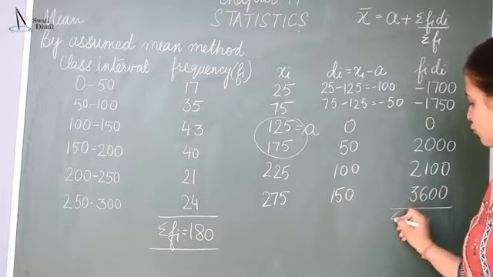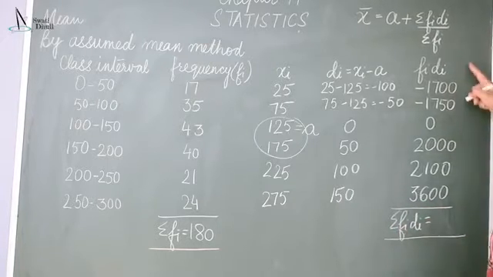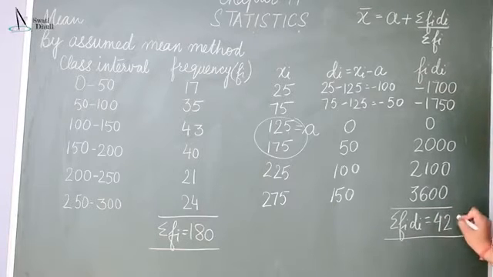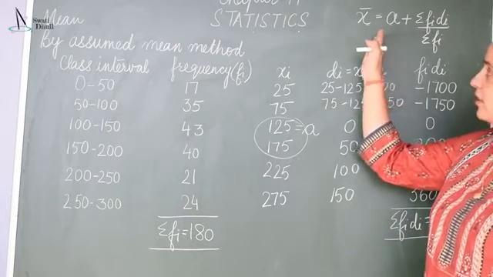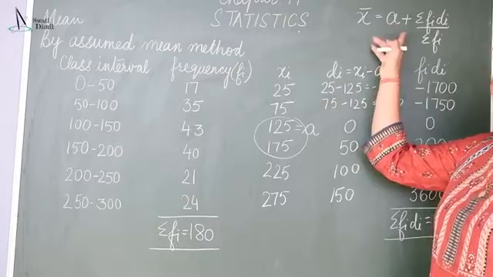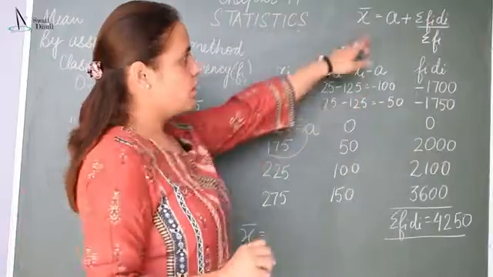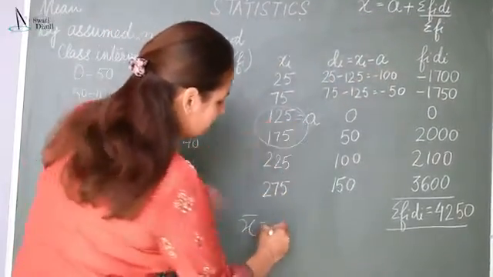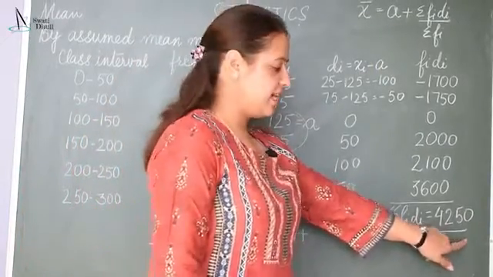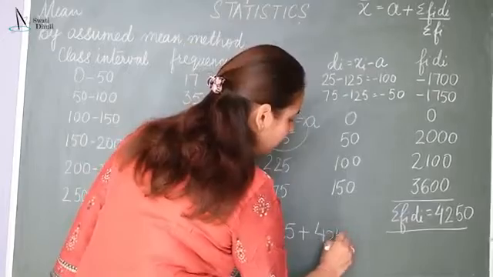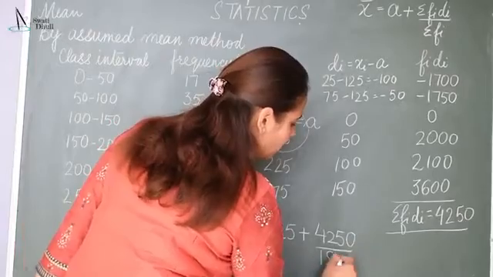Now what I need to find out is summation of fi di. When I add them all, I will get the value as 4250. Now I have to substitute all the values in the formula for mean. So x bar is equal to, what I have considered a as, that is 125, plus summation of fi di, that is 4250, divided by sum of all the frequencies, that is 180.